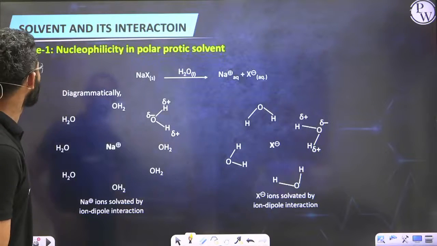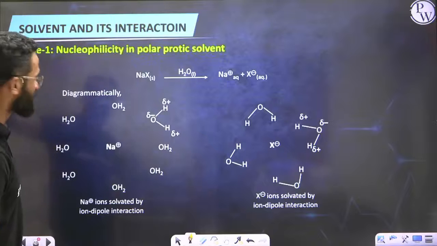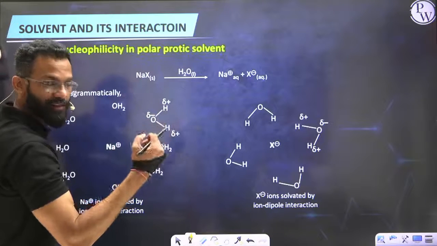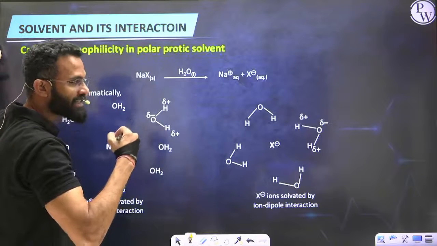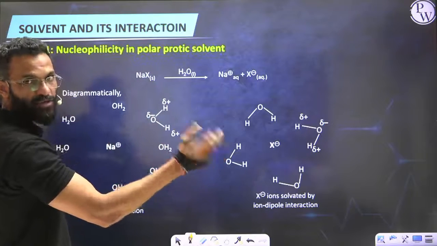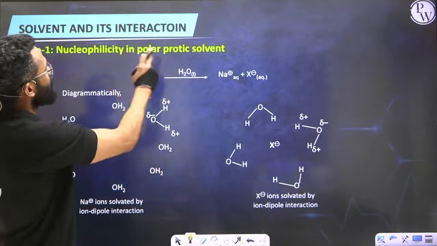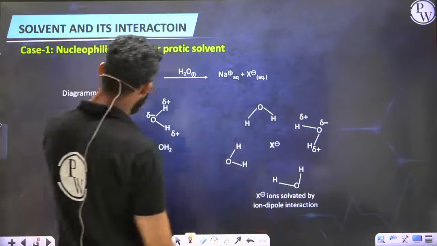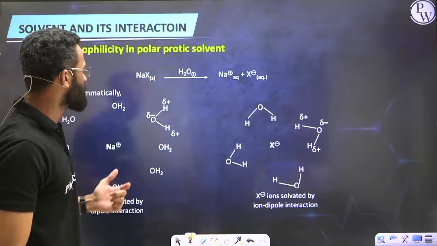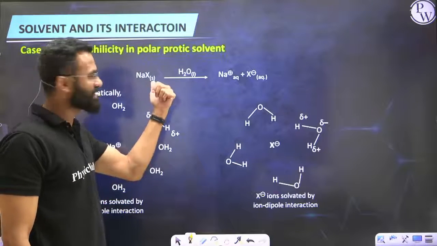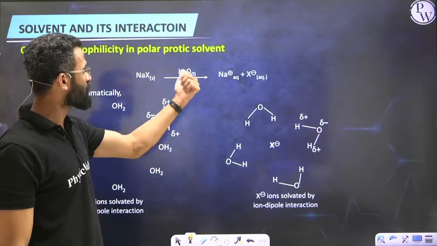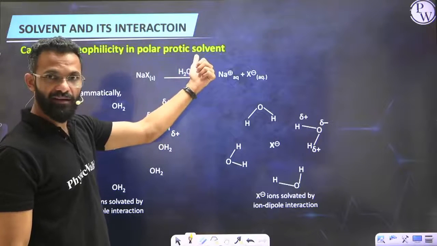So guys, let us consider case 1, that is nucleophilicity, meaning if the nucleophile is given, how well or how easily it can donate its lone pair, in a polar protic solvent. Again, don't look at everything at once. Look at the simple reaction. Let's say I've got a simple salt in a solid state. I took that in water. Well, we know the fact that water is a polar protic solvent.